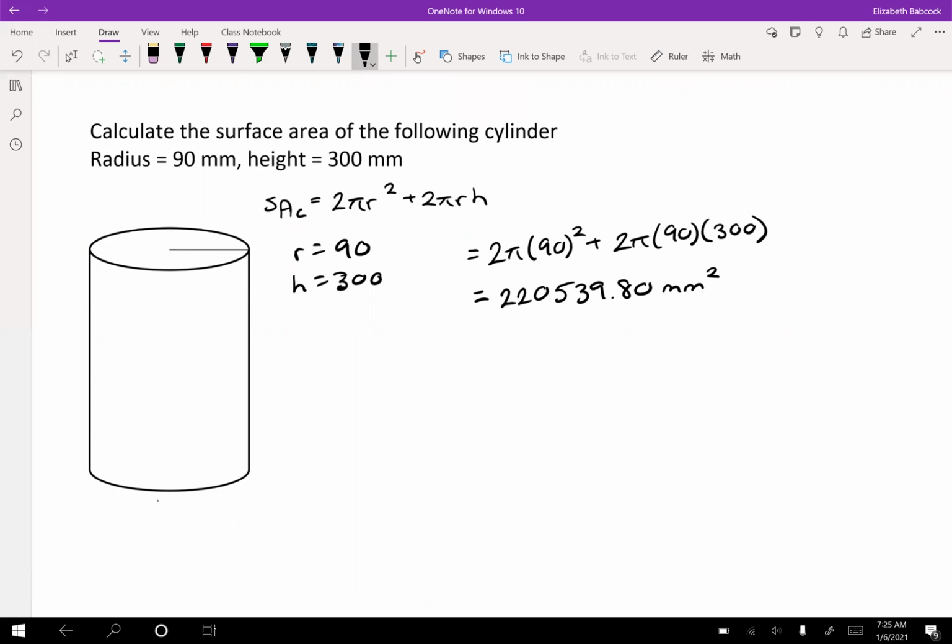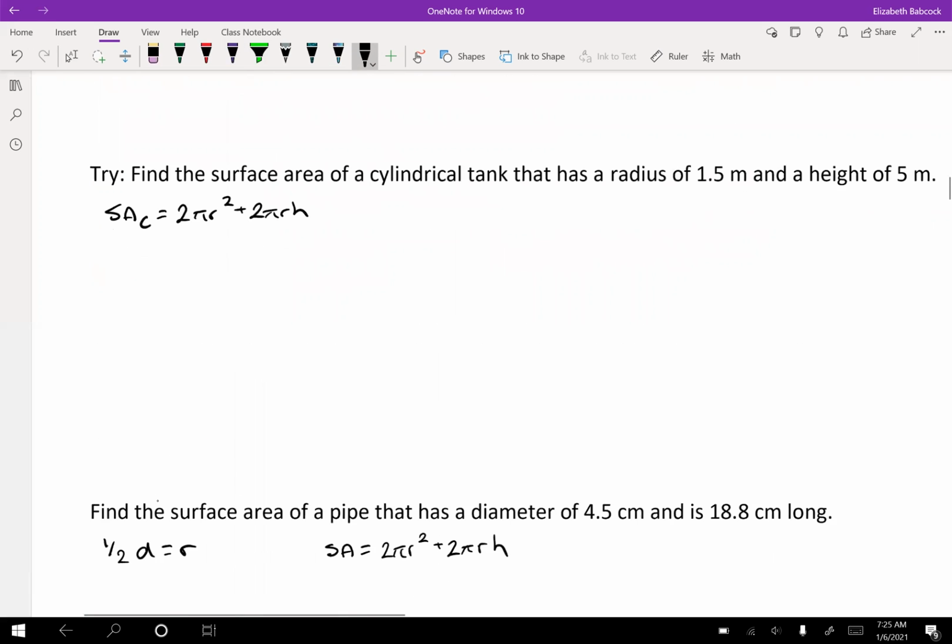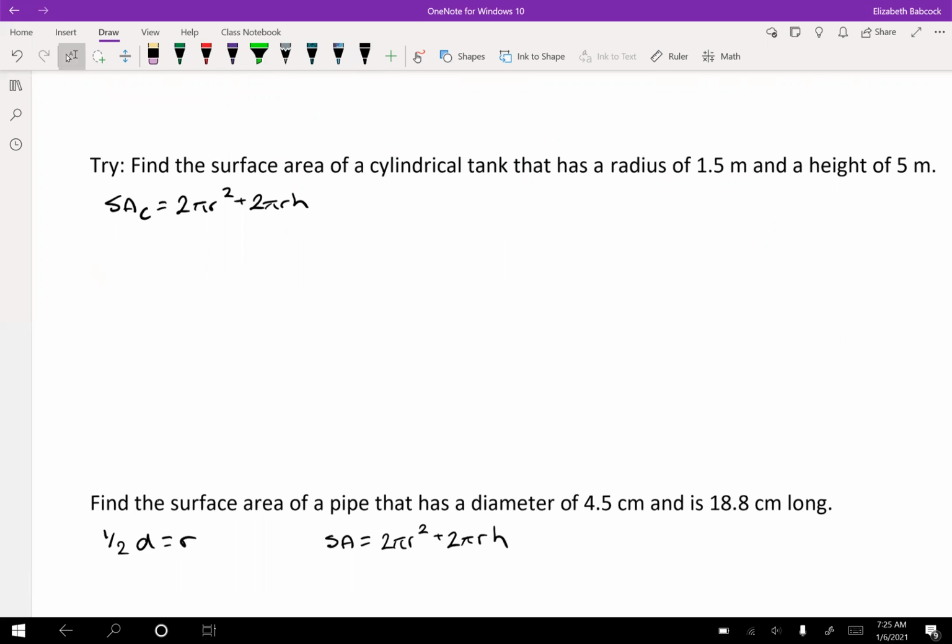Okay. Then we have our next one. We have our radius of 1.5 and a height of 5. So that makes it easy. R equals 1.5, h equals 5. 2 pi 1.5 squared plus 2 pi 1.5 times 5.